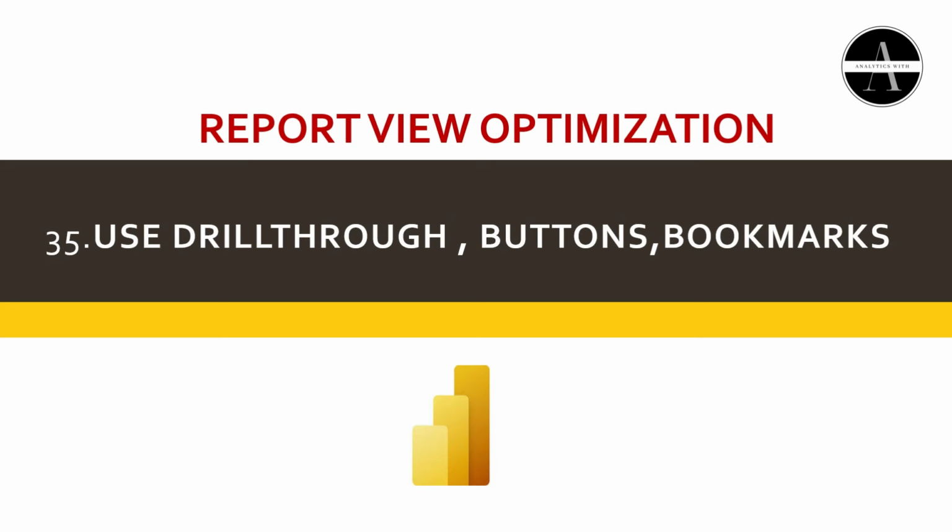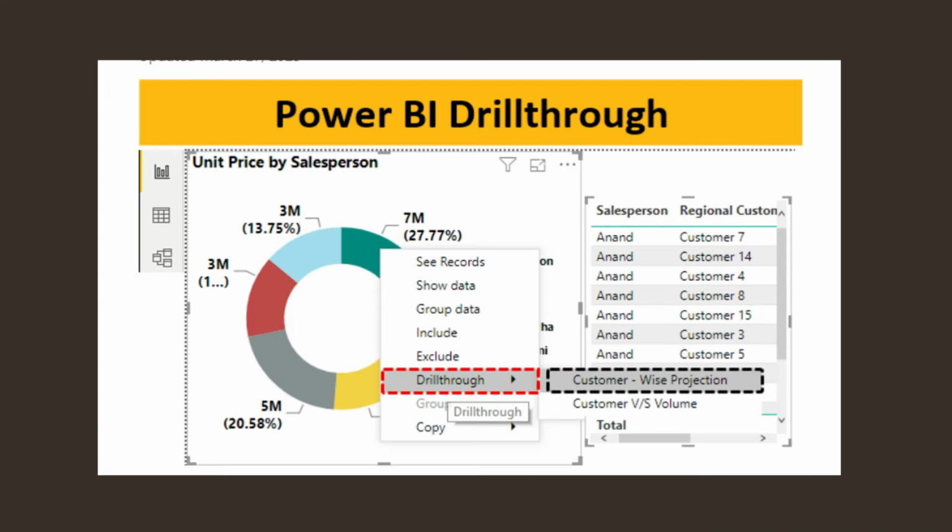Point number 35. Use drill through buttons and bookmarks. You can also implement drill throughs and lazy loading to display summary data first and gradually show more detail. This way, your report loads efficiently without overwhelming the system with too much data at once. You can also choose bookmarks and buttons.